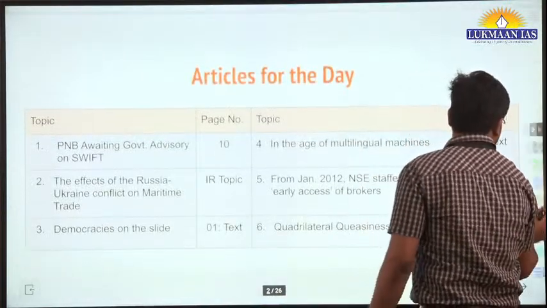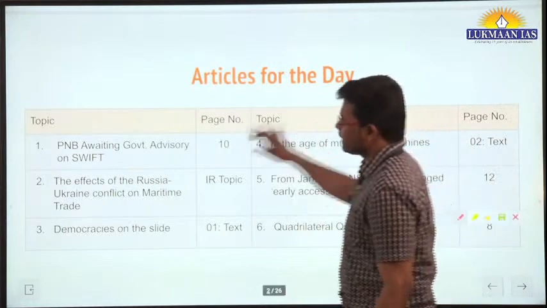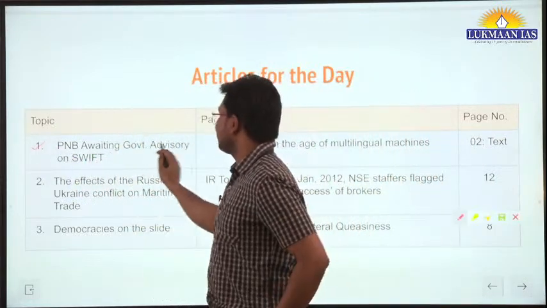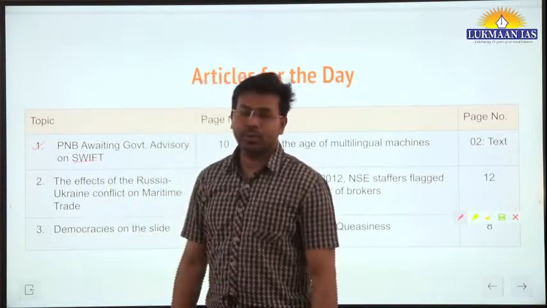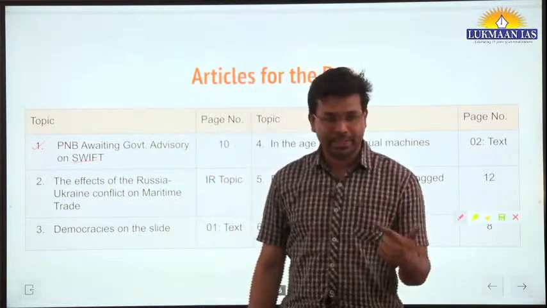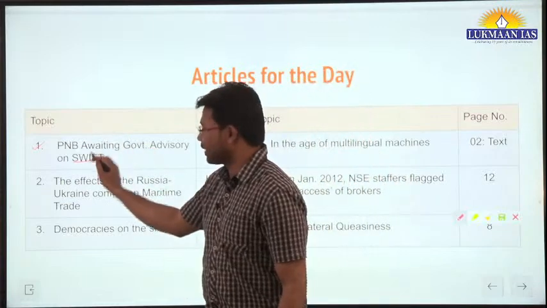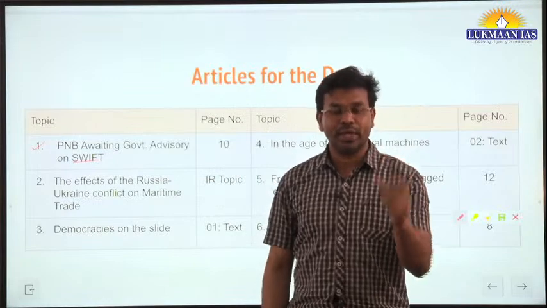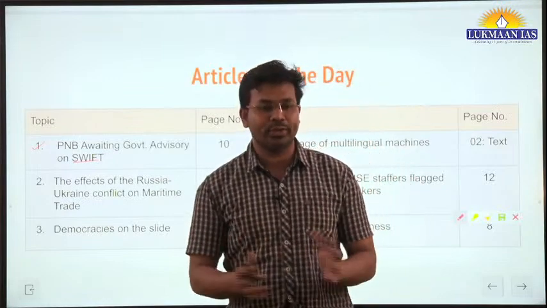Okay. So the first topic that we are going to discuss about is related to the Punjab National Bank awaiting government advisory on SWIFT. Okay. So we will understand about Punjab National Bank, we will understand what is SWIFT. Okay. So this particular article is very important for the prelims exam because we are going to discuss in detail about what is SWIFT. Okay.